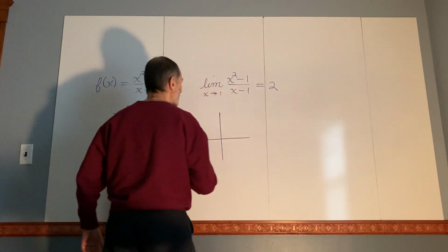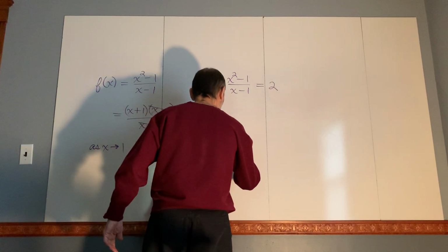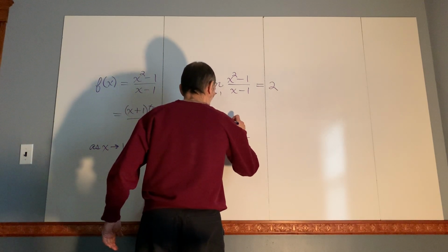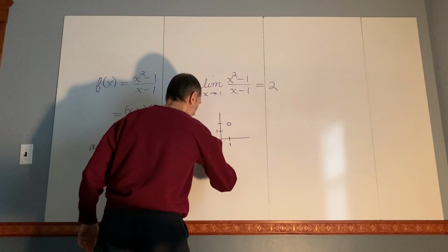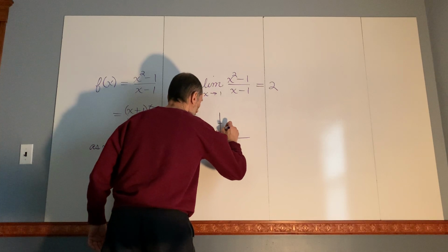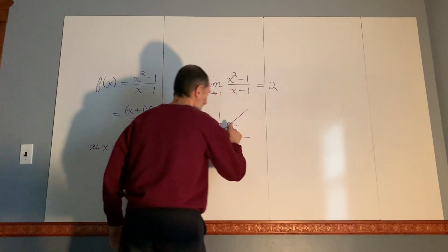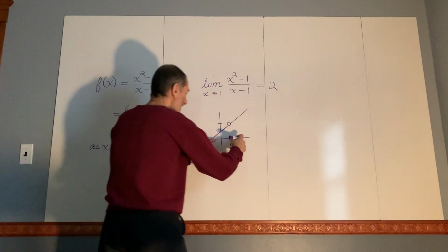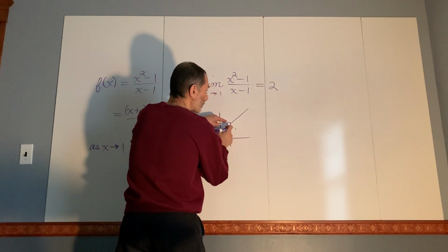And in fact, since we have that cancellation, if we were to graph this rational function, the graph would be identical to the graph of y equals x plus 1, except at the point 1, 2, there would be a hole in it. So the graph would look just like that line, with the exception of that hole. But from either side, as x gets closer and closer to 1, y would get closer and closer to 2.